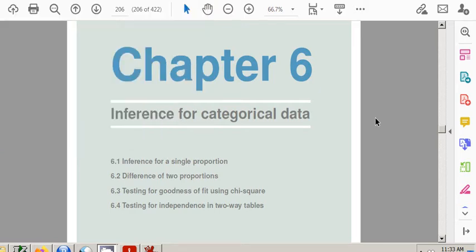Okay, the purpose of this video is to look at one proportion, two proportions, confidence interval, and hypothesis testing, looking at the OpenIntro textbook and using RStudio to do our computations.